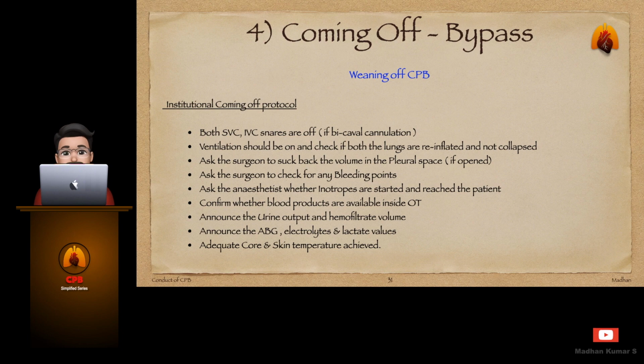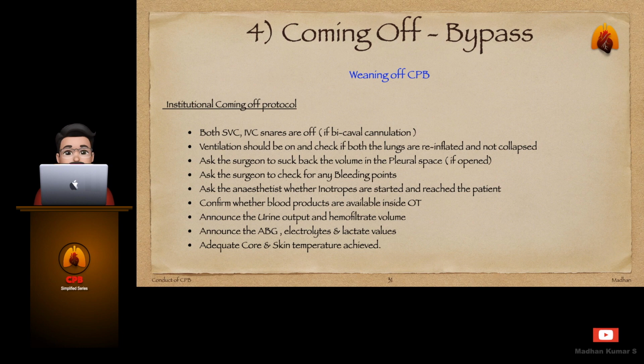Now we have to get ready for weaning off bypass. Read your institutional coming off protocol. Both SVC, IVC snares should be desnared. Ventilation should be on and check whether both the lungs are reinflated or not collapsed. Ask the surgeon to suck back the volume in the pleural space if it is open. Ask the surgeon to check for any bleeding points if you keep on getting blood from the suctions.